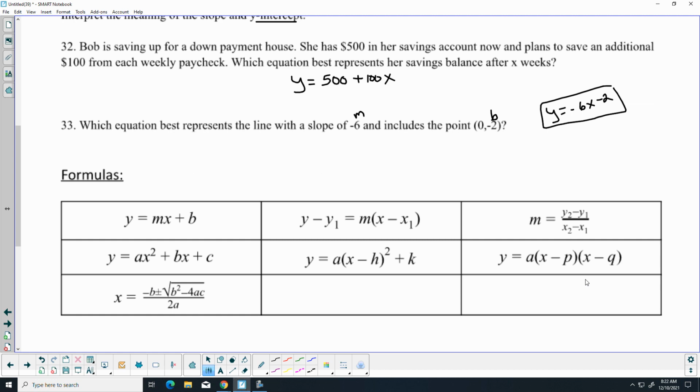All right, these are the equations that are going to be given to you: line, slope-intercept form; a line, point-slope form; the slope formula; standard form of a quadratic; vertex form of a quadratic; intercept form of a quadratic; and the quadratic formula. That b squared minus 4ac is your discriminant, and negative b over 2a is your axis of symmetry. All right, enjoy.